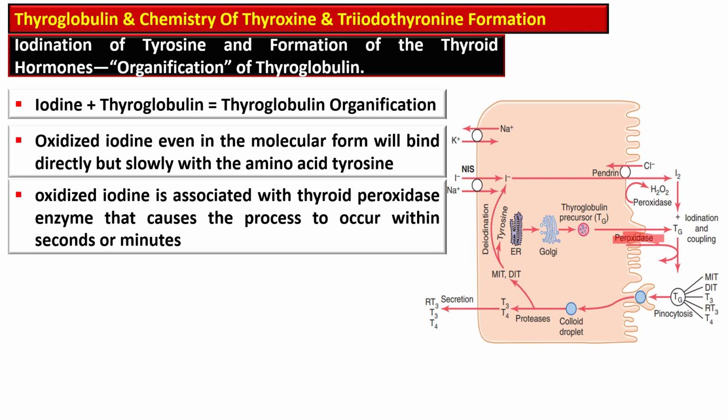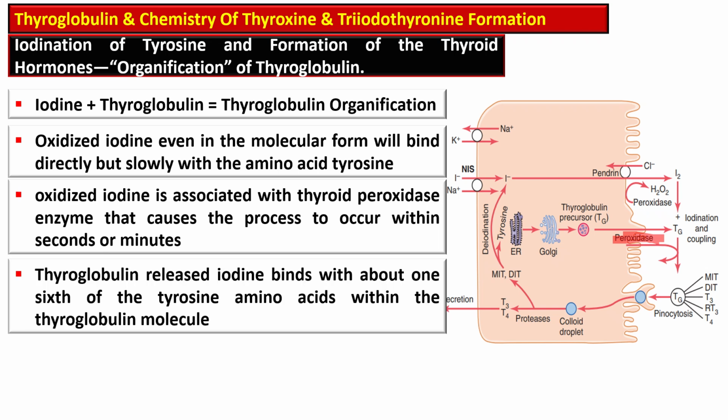Finally, one sixth of the tyrosine residues on the thyroglobulin are iodinated. These iodinated tyrosines eventually lead to the formation of monoiodotyrosine, diiodotyrosine, triiodothyronine, or thyroxine.